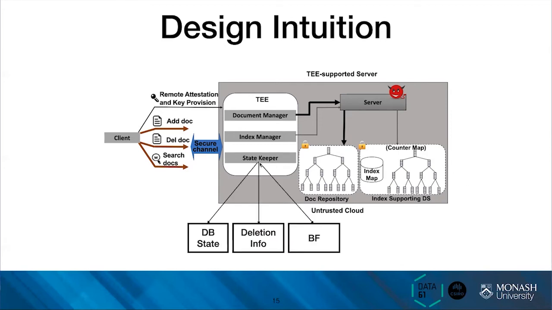The next is the state keeper, which we store in the trusted execution environment. This stores the database state, which is the latest counter for every keyword. Then the deletion information is a normal array of deleted documents cached by the enclave. And the last one is the Bloom filter, which is a compressed sketch that maintains the relations of the keywords and the documents.